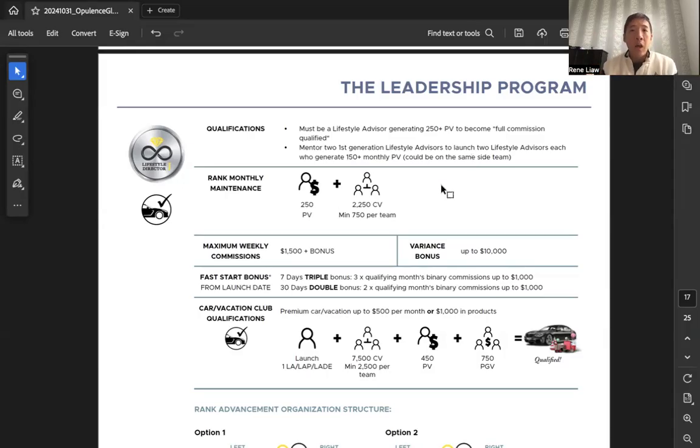For the LD1, the qualification is you must be a lifestyle advisor or higher, generating 250 PV to become full commission qualified. Okay. And you want to mentor two first generation lifestyle advisors to also launch two of their own lifestyle advisors who are each doing the monthly 150. Now, in this case here, the two people you introduce could be on the same side. So let's take a look at what that looks like here.